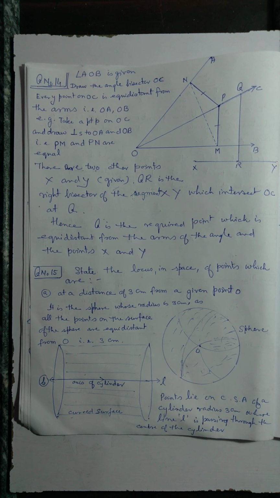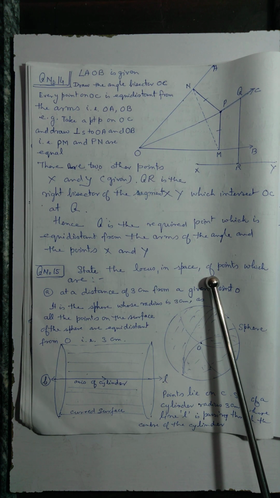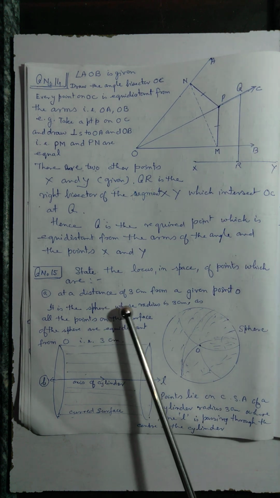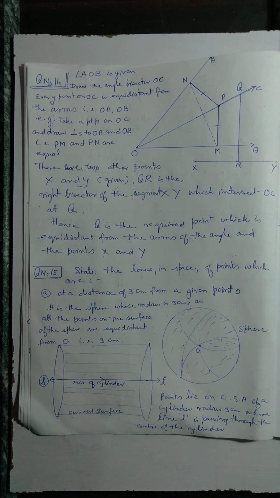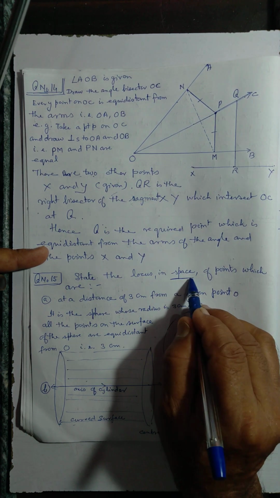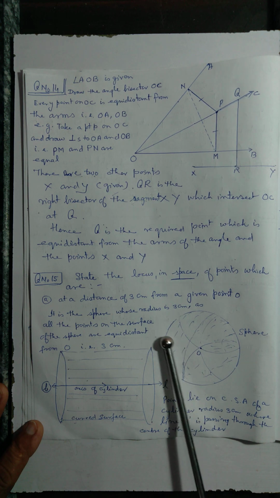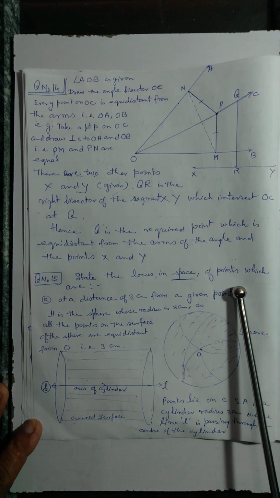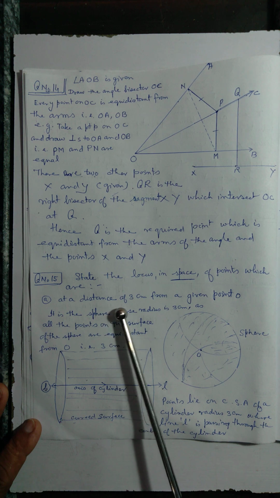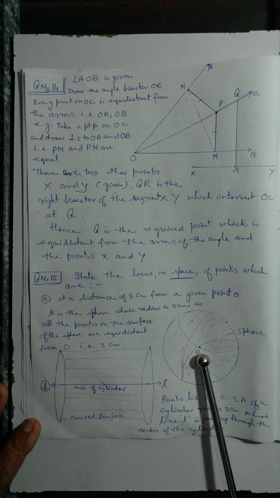So the first question is, let us state the locus in a space of a point which are. Here emphasis has been given that in the space, I have underlined it. Space means you have to think of a three-dimensional picture. State the locus in space of a point which is at a distance of 3 cm from the given point O. O is a given point.